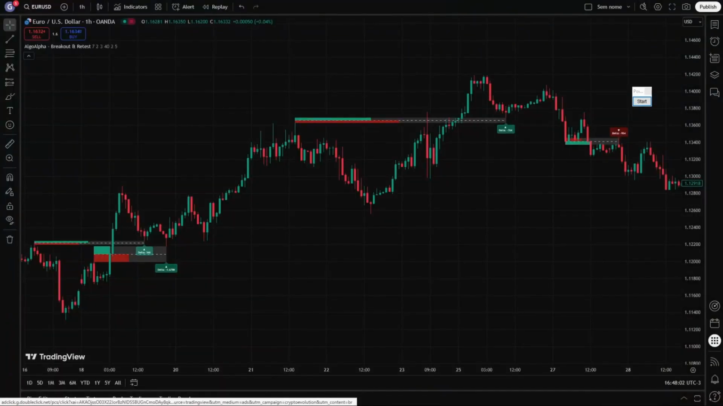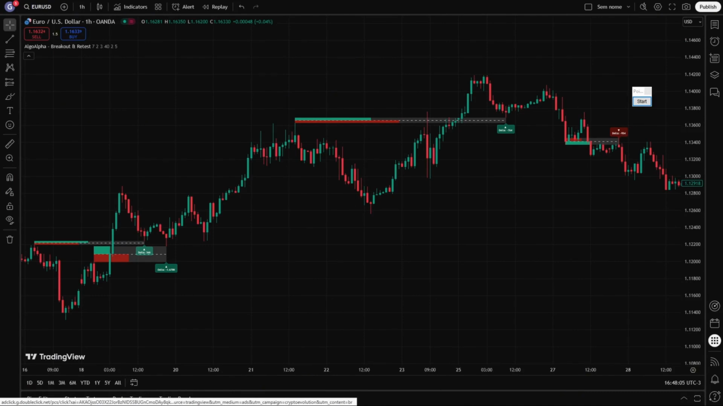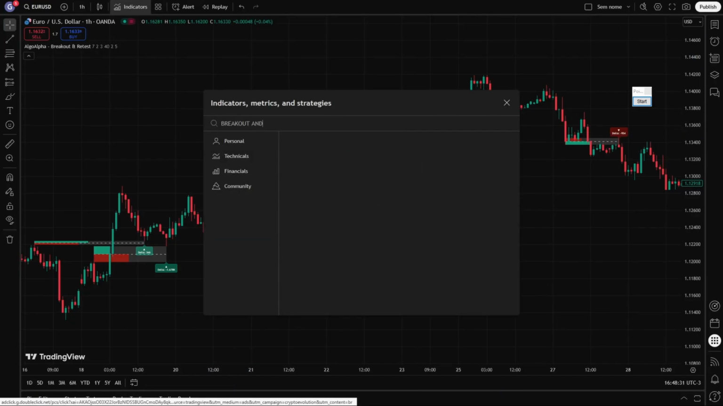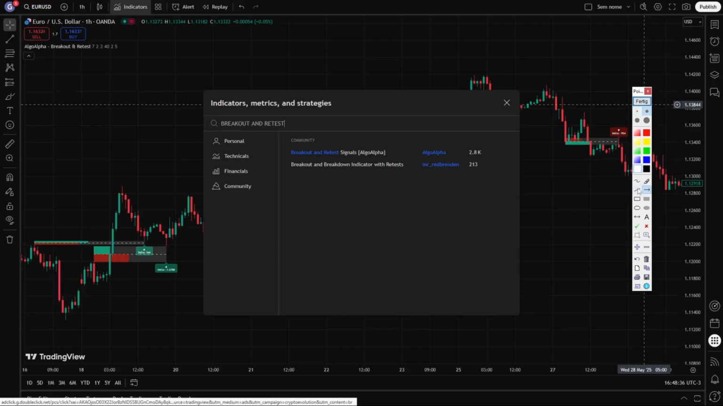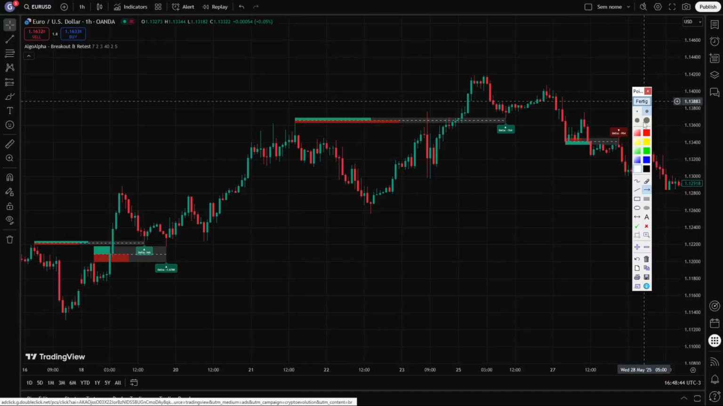First thing, open TradingView and load the 1-hour chart for Euro to US dollar. Actually, you can use any currency pair and any time frame as well. But I personally prefer Euro to US dollar on the 1-hour time frame. Next, click on indicators and search for breakout and retest signals. It will show up right here on your screen, and it's this first option from Algo Alpha. Just click on it and you're all set. The indicator will appear on your screen.